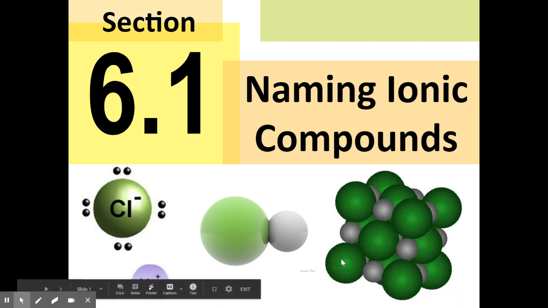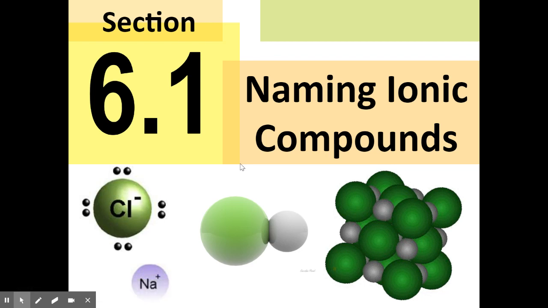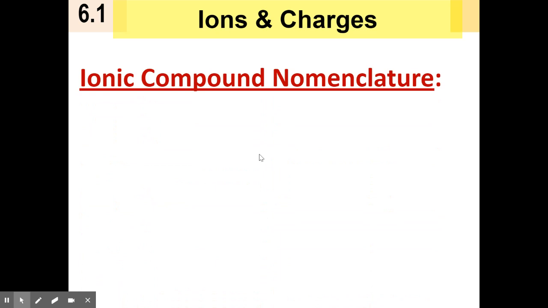So listen, you might recall with covalent compounds, we had a whole system in place where you had to use these prefixes. Oh, it's N2F8, it's dinitrogen tetrafluoride and so forth. None of that with ionic compounds. Naming ionic compounds is super duper simple.